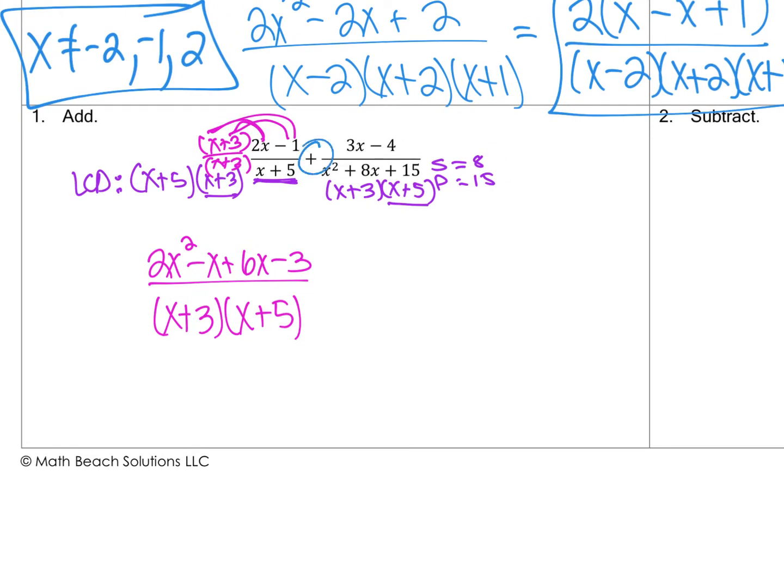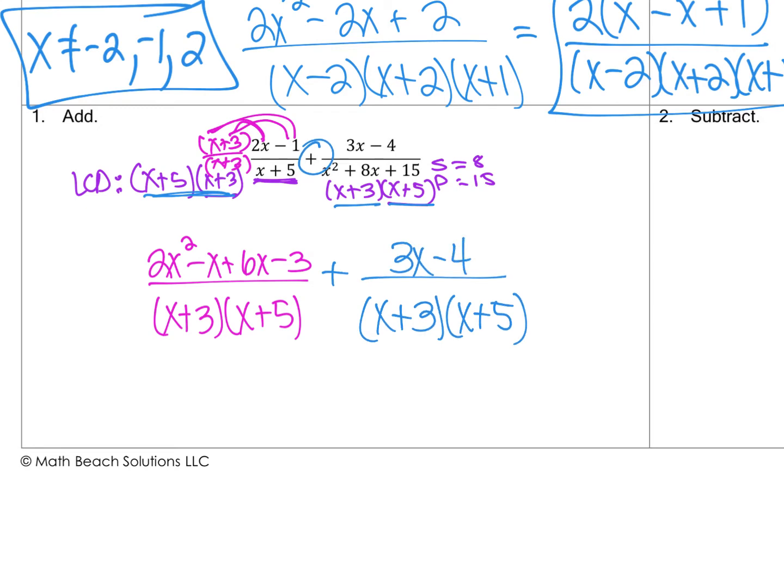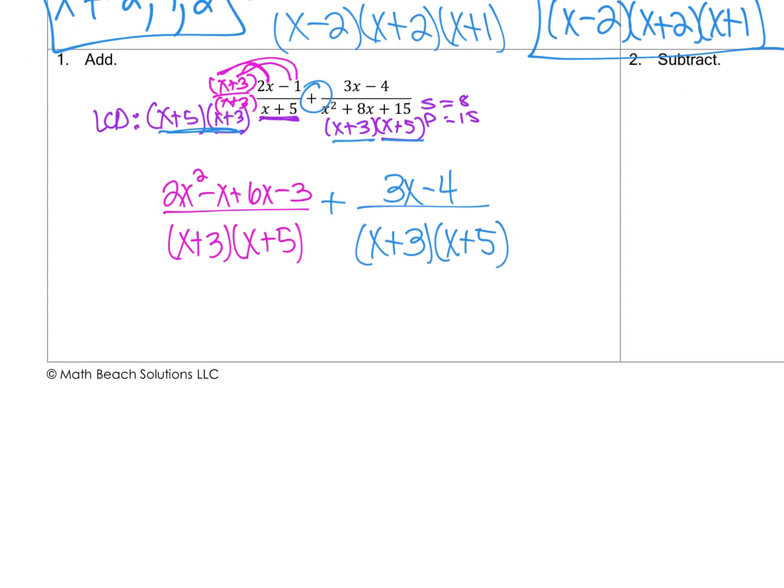Okay, I'm bringing down my plus sign. Looking at your second denominator, we have an x plus 3 and an x plus 5. Notice that is my LCD, so I don't have to do anything to my second fraction to get that denominator to be the same as the first. So then I'm just rewriting my numerator there. And then to add fractions, we add the numerators and keep the denominators the same.